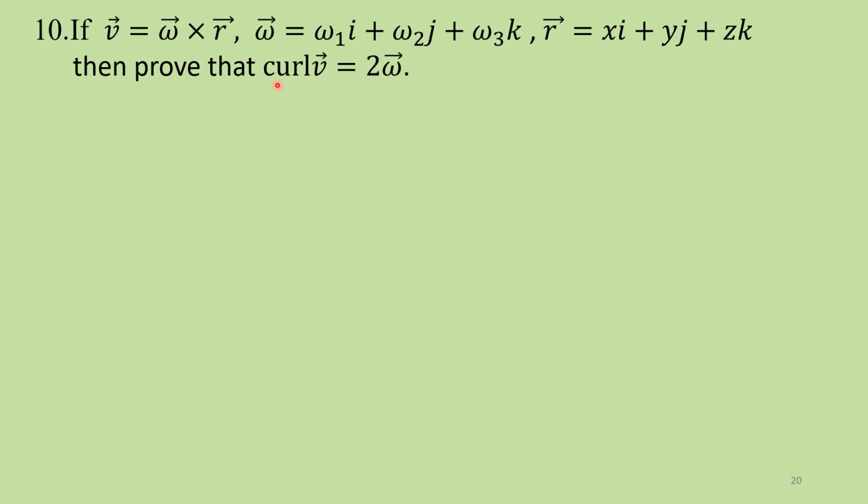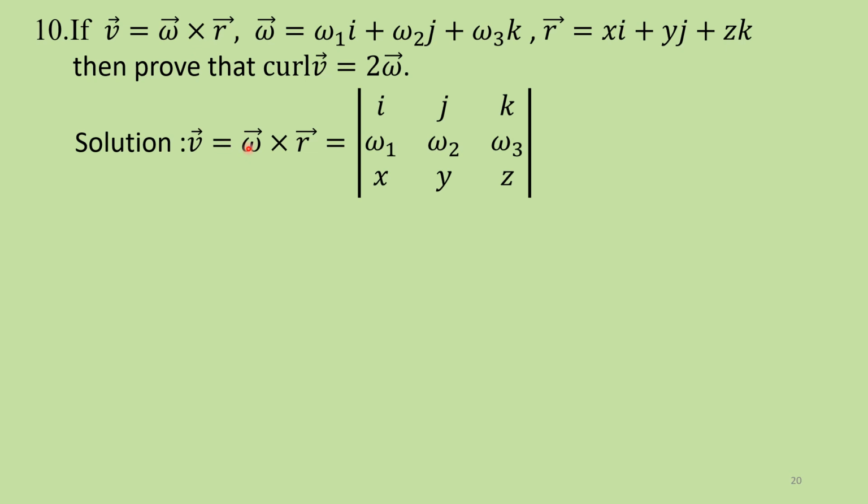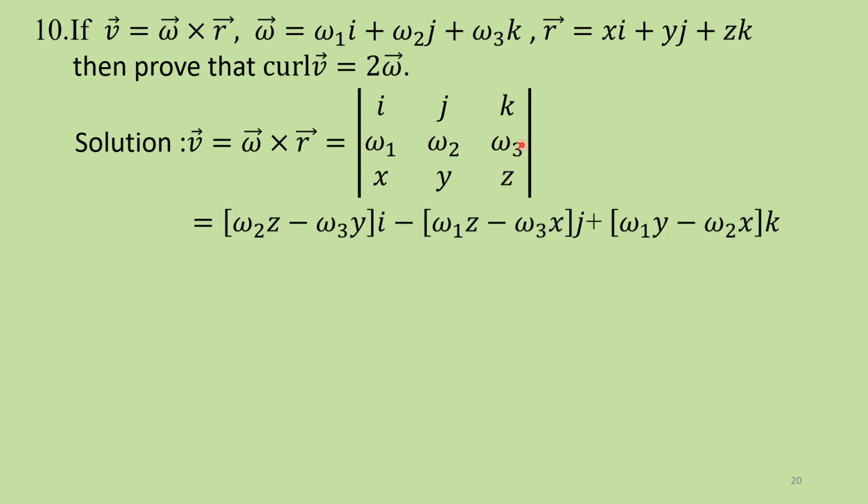So I have to find curl of v. But what is v? That also we have to first obtain, that is the cross product. So v is equal to omega cross r. So first expand this. Determinant of i j k, the components of omega are omega 1, omega 2, omega 3 and r is x, y, z. So I take the determinant, expand along the first row, plus minus plus: i into (omega 2 z minus omega 3 y) minus j into (omega 1 z minus omega 3 x) plus k into (omega 1 y minus omega 2 x). So this is your vector v.